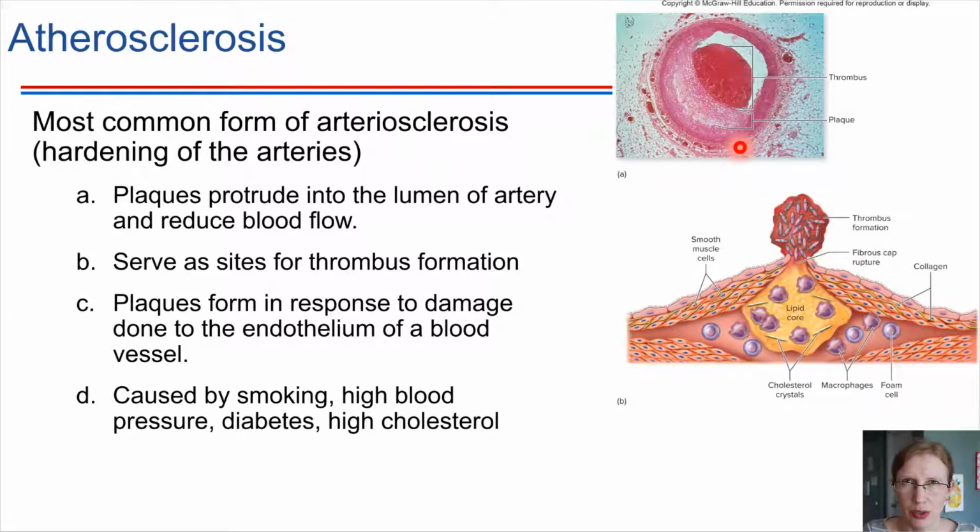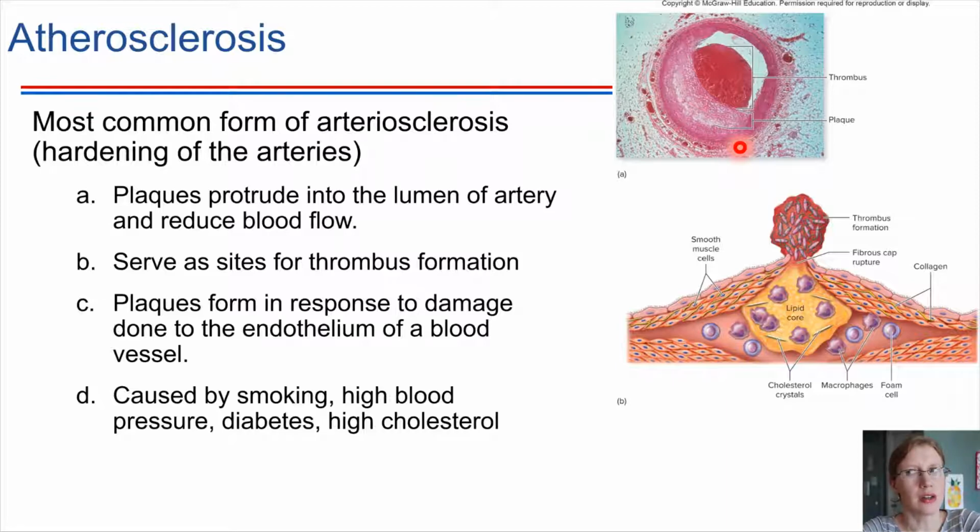Risk factors for atherosclerosis, I don't say that word very often. Atherosclerosis risk factors would be smoking, having high blood pressure, high cholesterol, which to some extent ties in with diet, and then also having diabetes. All of those tend to end up leading to a higher percentage of cases of atherosclerosis.